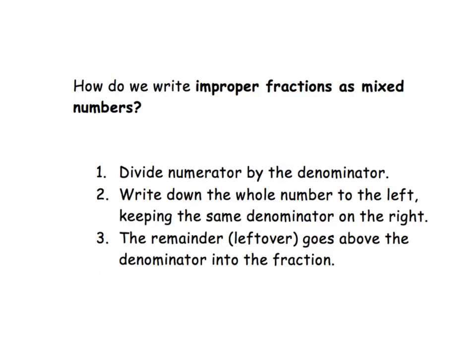We just talked about going from a mixed number to an improper fraction. Now we want to go from an improper fraction to a mixed number. So our steps are to divide the numerator by the denominator, write down the whole number to the left, keeping the same denominator on the right, and take the remainder that you get left over to go above the denominator into the fraction.